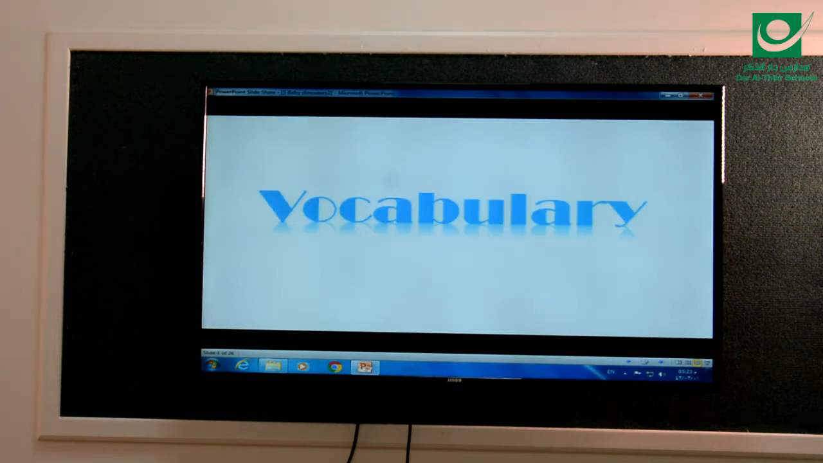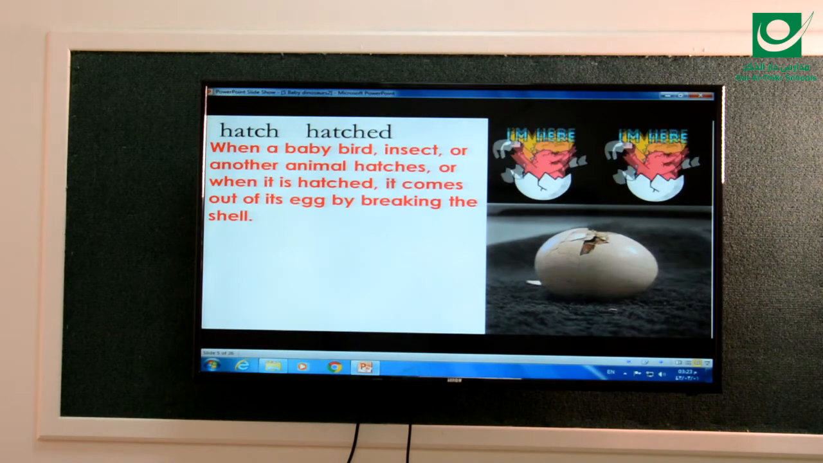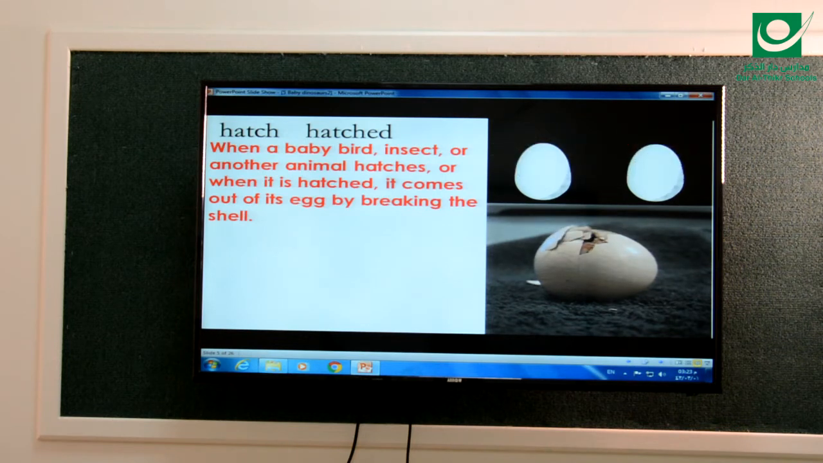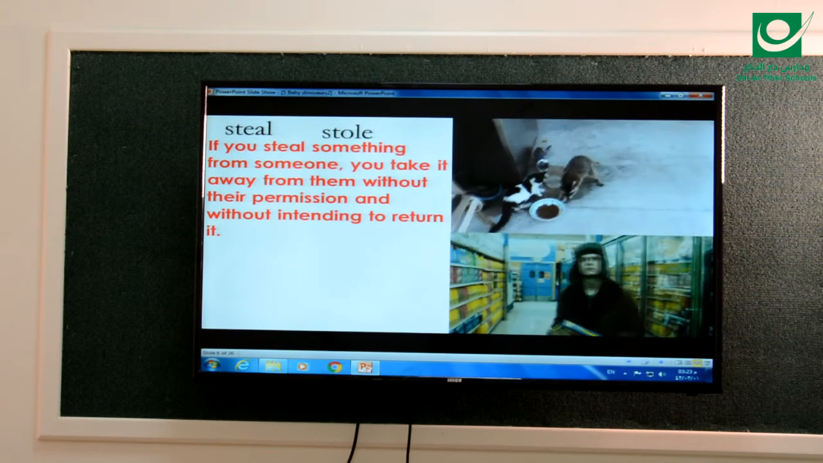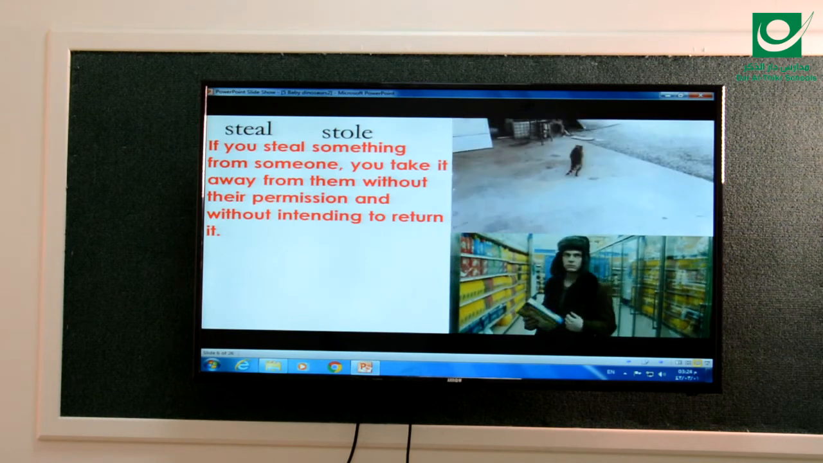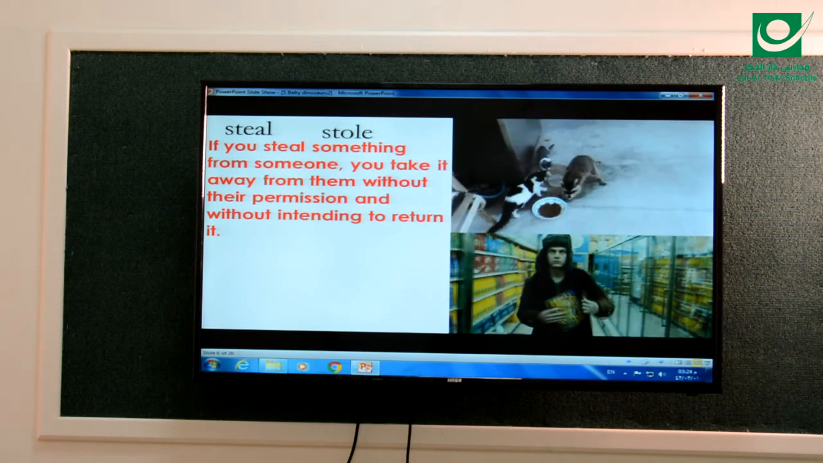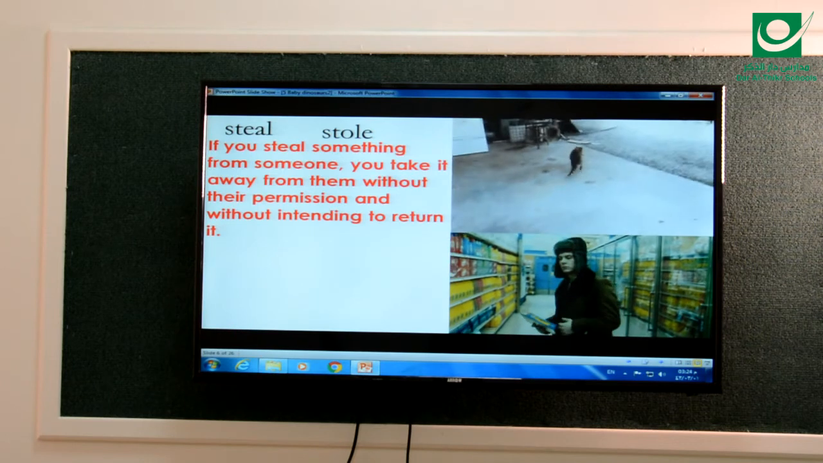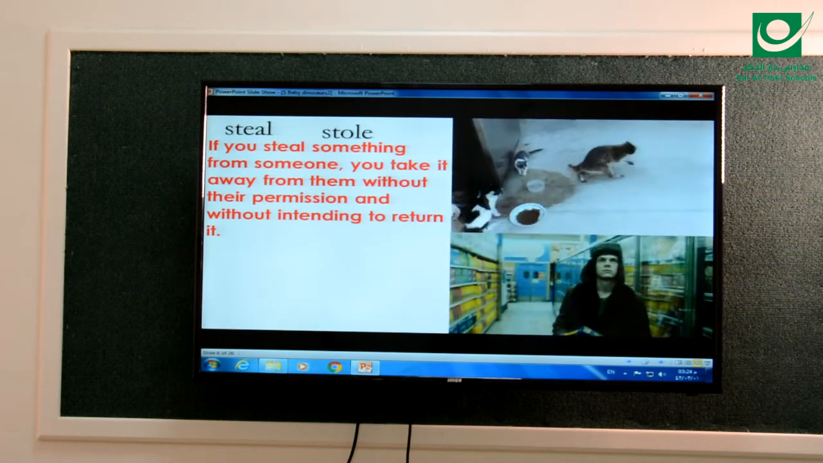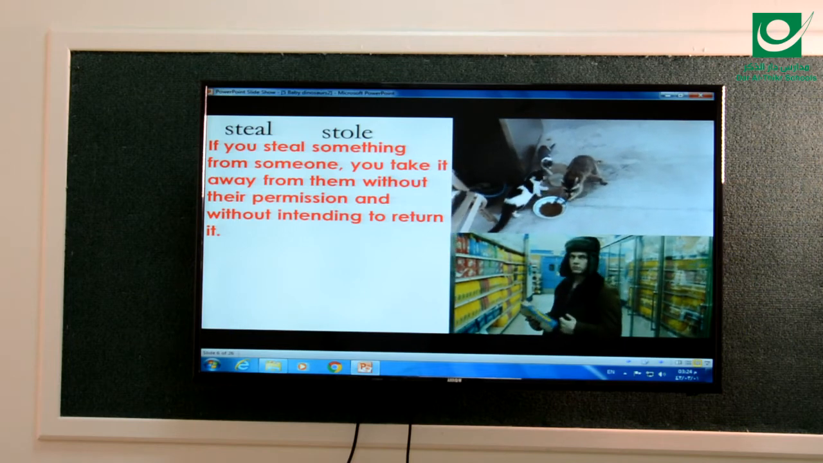Okay, let's move to the next point, vocabulary. Hatch, and the past is hatched. Hatch means when a baby bird, insect, or another animal hatches, or when it's hatched, it comes out of its egg by breaking the shell, as you see in the picture. Steal, in the past is stole. If you steal something from someone, you take it away from them without their permission and without intending to return it. So this is the meaning of steal.